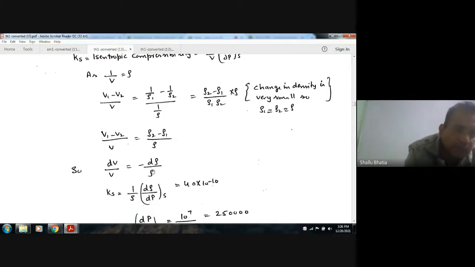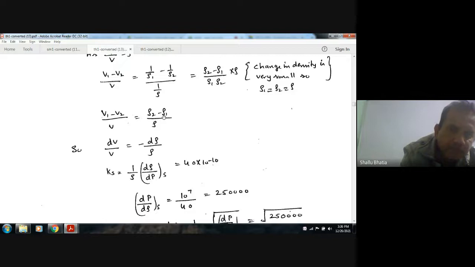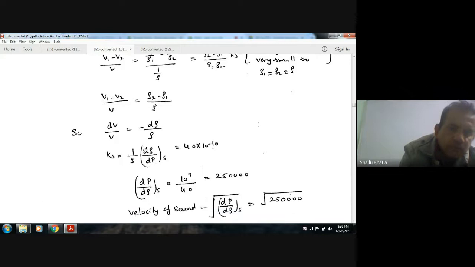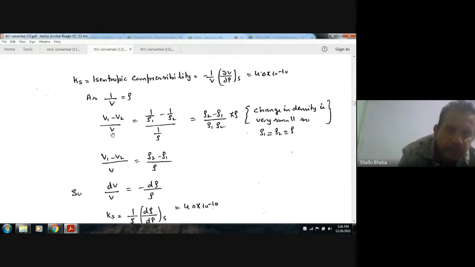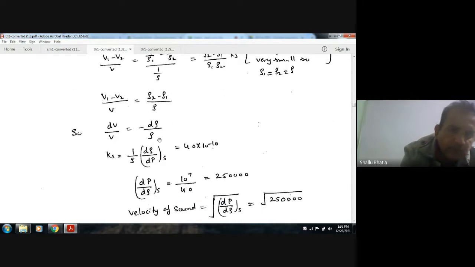Now dV by V is d rho by rho with a minus sign, because here it is rho 2 minus rho 1 and here it is V1 minus V2. So Ks is, putting this value, dV by V as d rho by rho, minus ∂V by ∂P, which gives ∂rho by ∂P. So that value is 4 into 10 power minus 10.